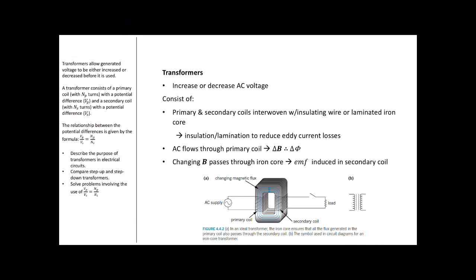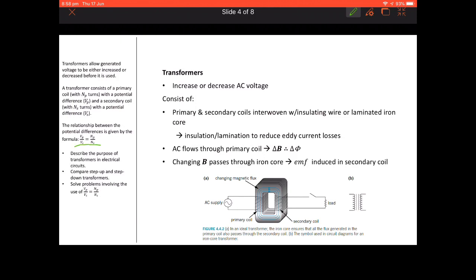The relationship between the potential differences is given by this formula here. It's just a ratio: the ratio of the primary voltage to the secondary coil's voltage is the same as the ratio of the number of turns in the primary coil to the number of turns in the secondary coil. So if you're looking for any one of those four values, you'll just need to rearrange the equation and substitute in your known values in order to find that unknown value.